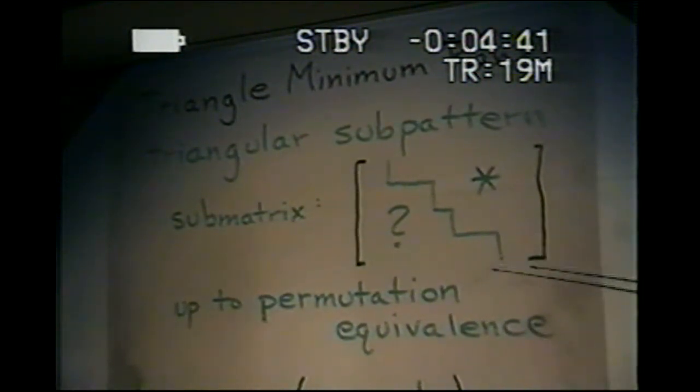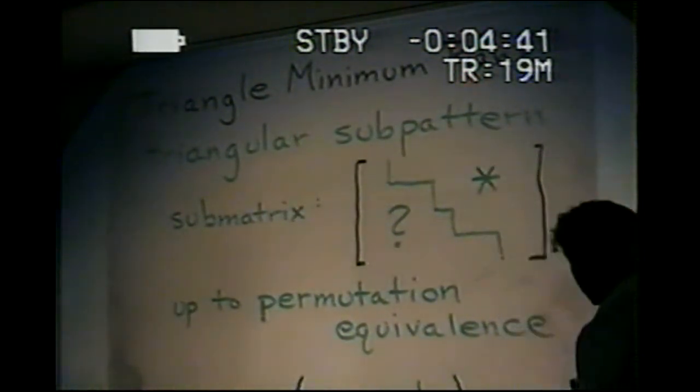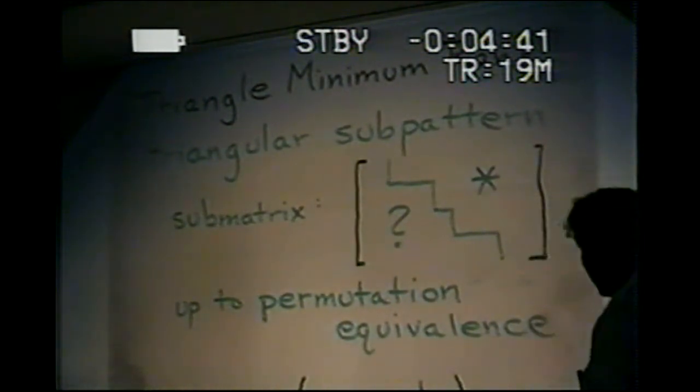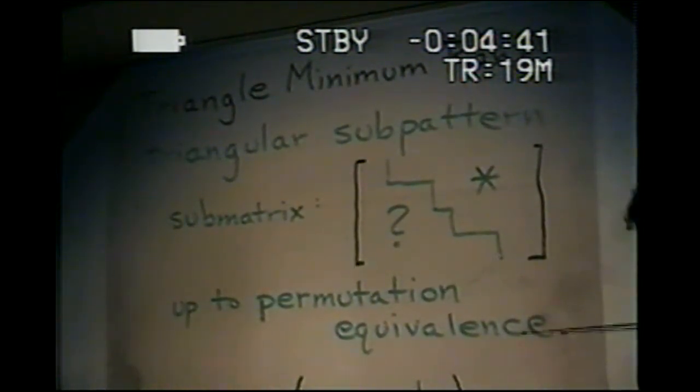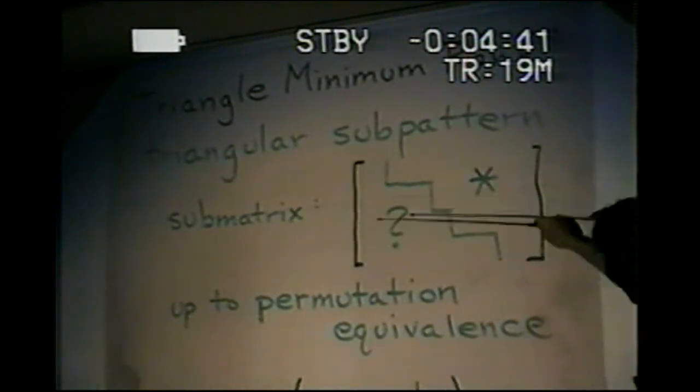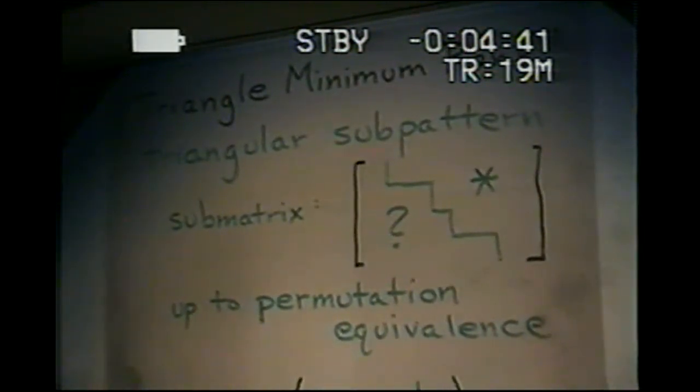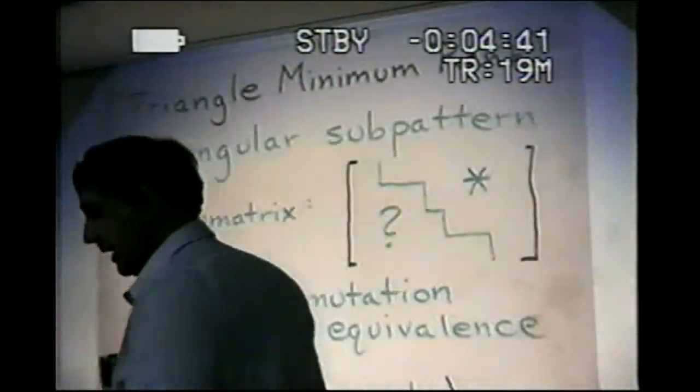Because rank is a monotone property of submatrices. So if this guy sits in there, and I calculate his minimum rank, then the minimum rank of the big partial matrix cannot be any less than that. And this is all up to permutation equivalence. I could see a pattern like this in perhaps strangely commutative form.